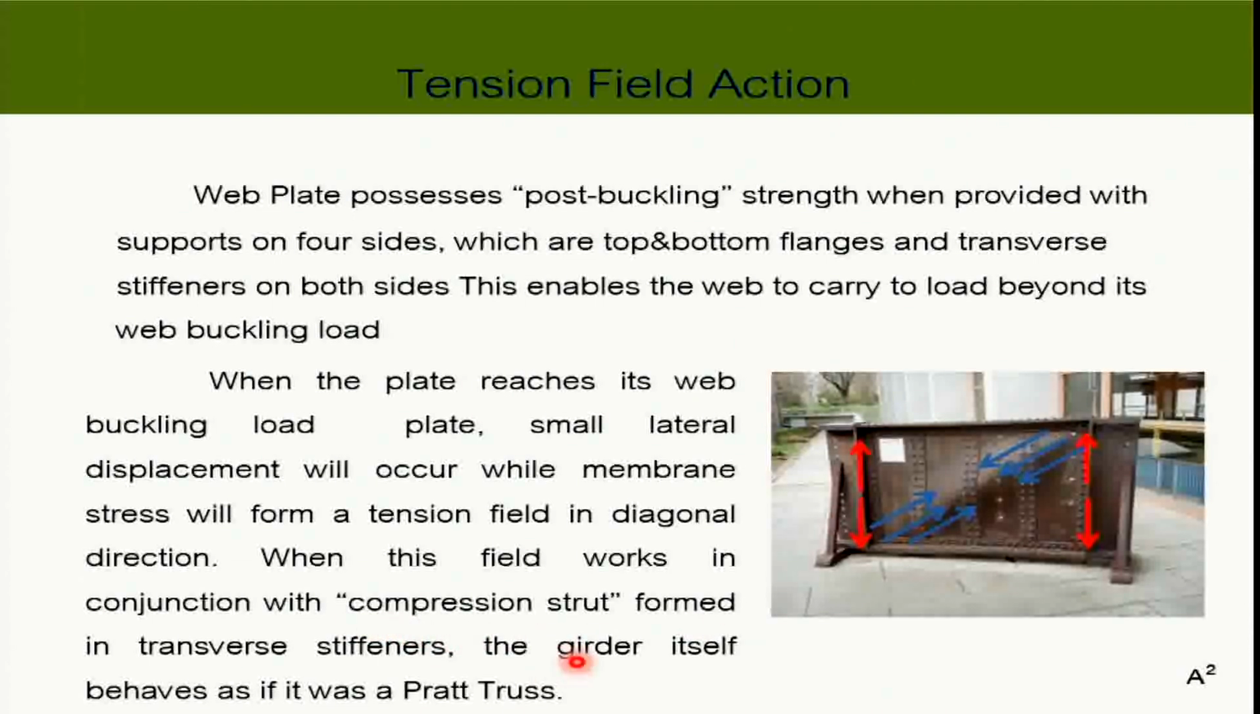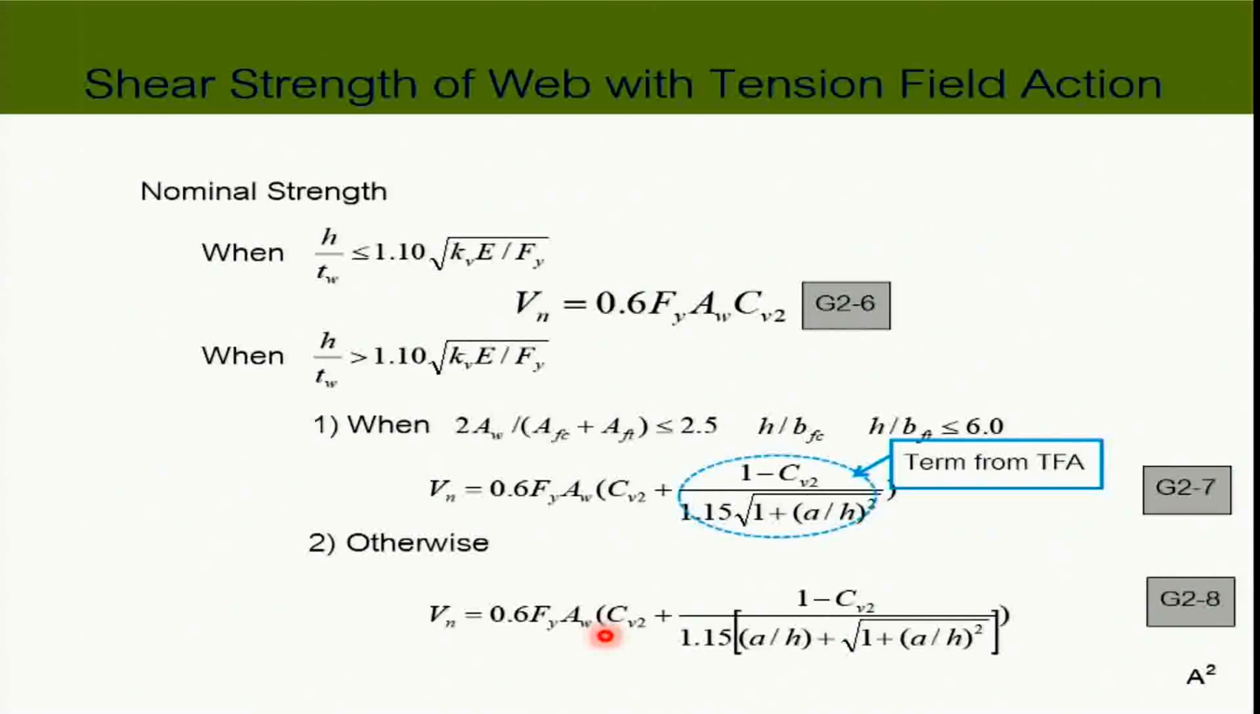Or the compression strut, just like the strut and tie model. Okay, now, this is a new spec. Now when it involves the shear strength of web with tension field action, they now call it CV2. Back in the old days, they only had one CV. So there was no CV1, no CV2. Now they have 2 CVs.